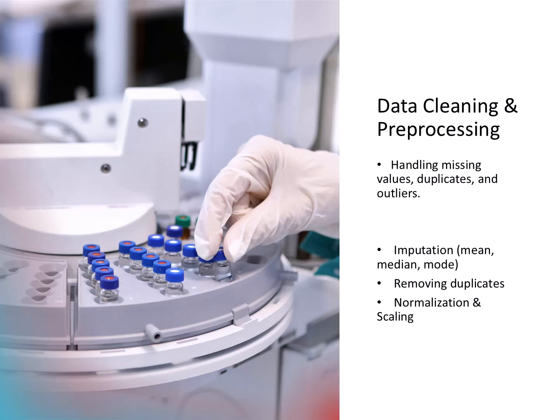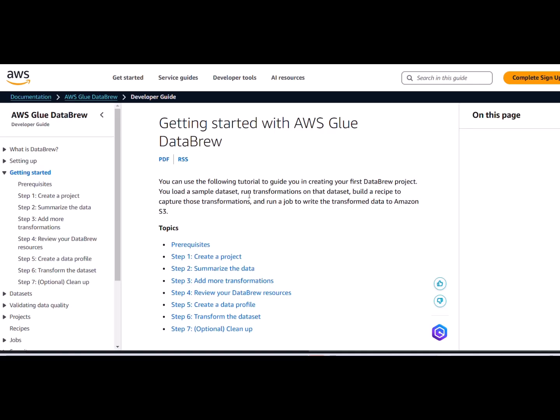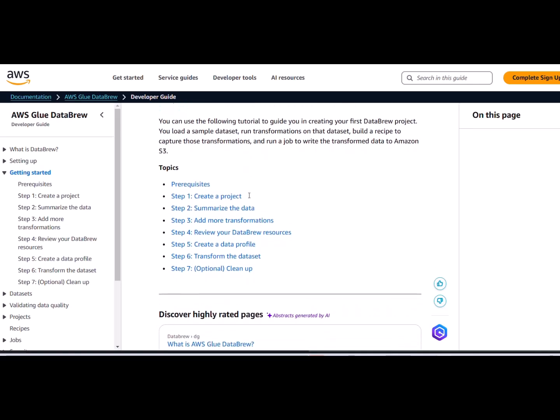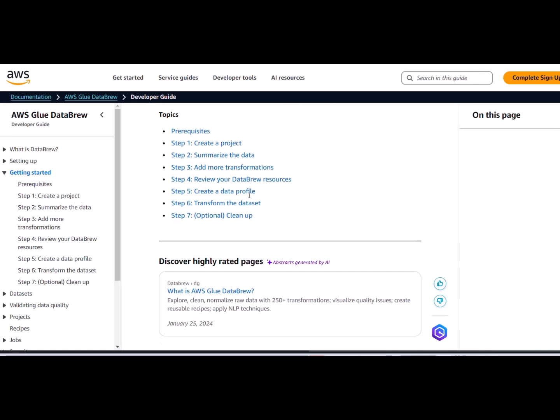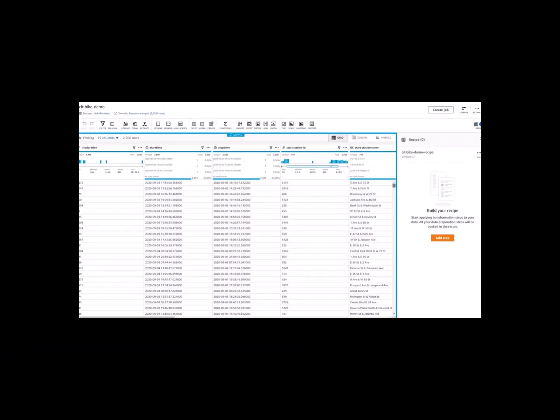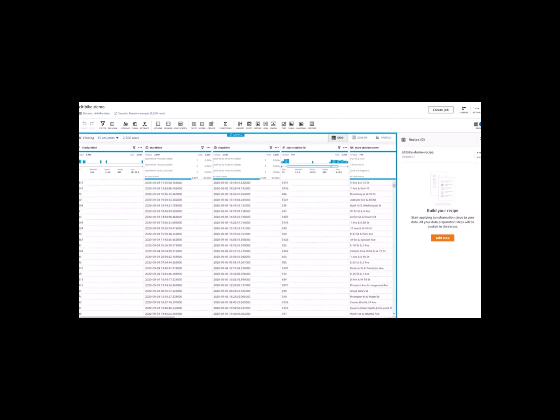In AWS environments, services like Glue DataBrew can automate many of these pre-processing steps, saving you time while ensuring consistency. Remember, the cleaner your data is at this stage, the more reliable your subsequent analysis and modeling will be. So never underestimate the power of clean data.